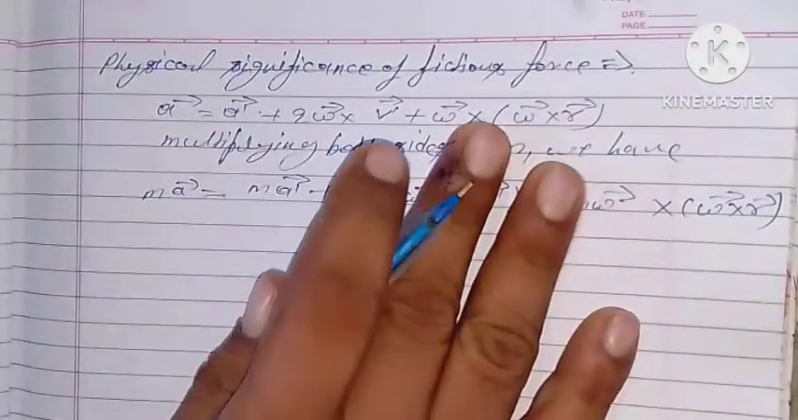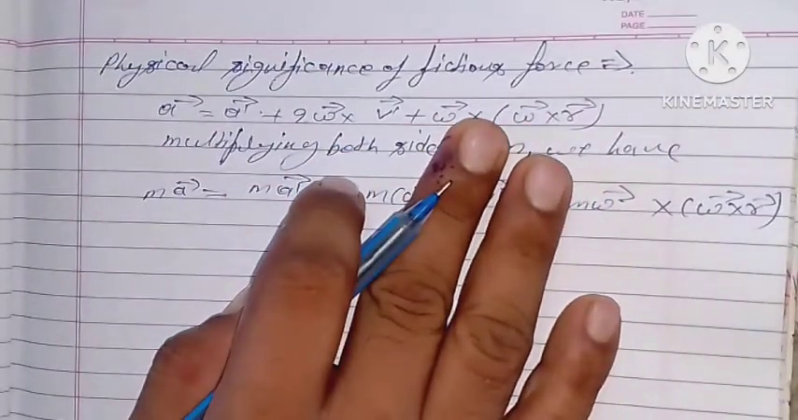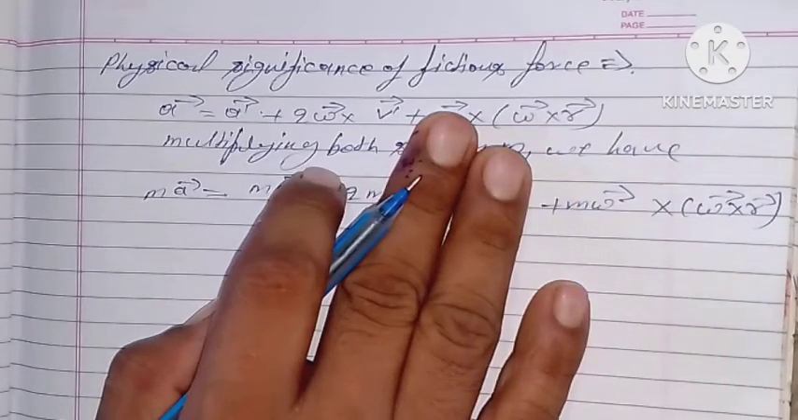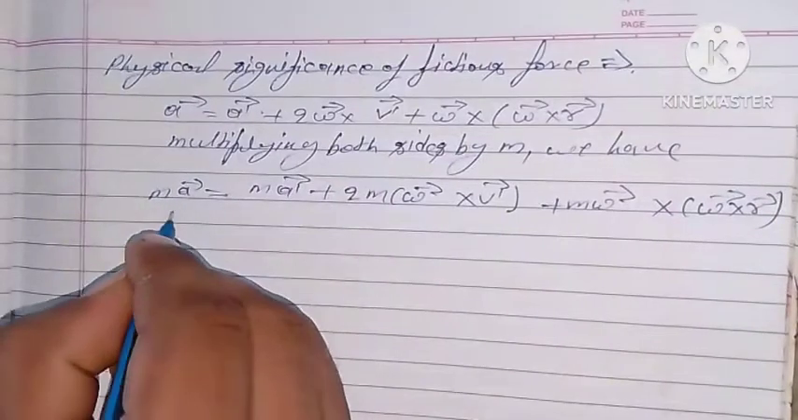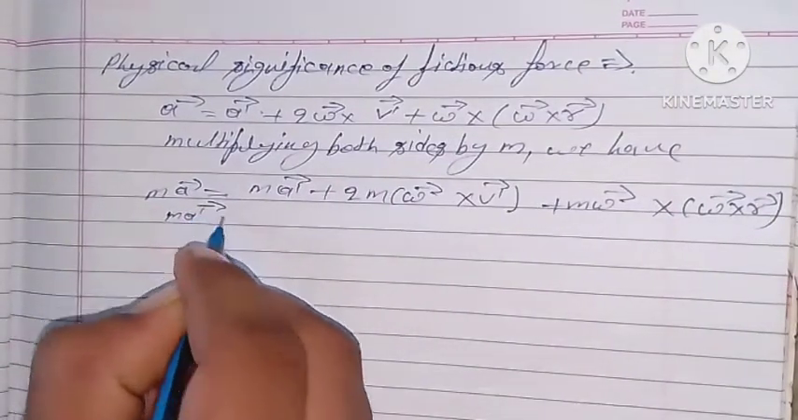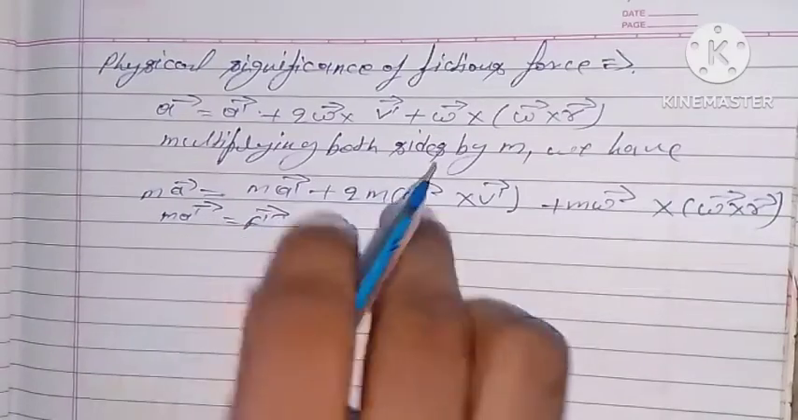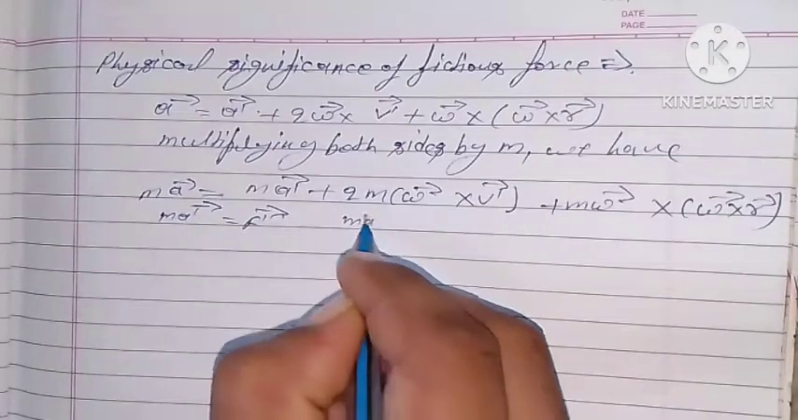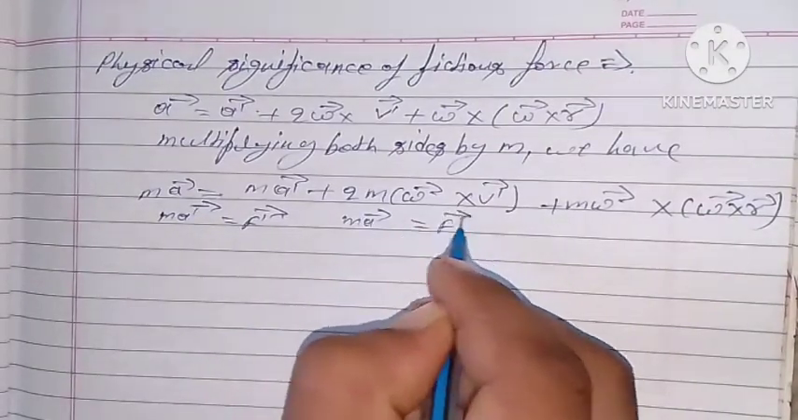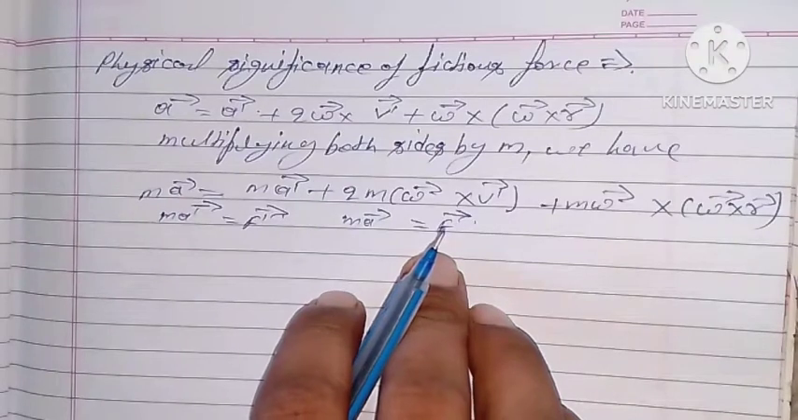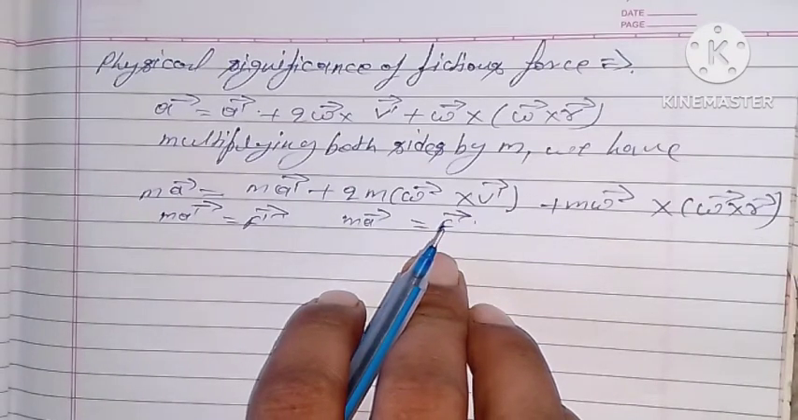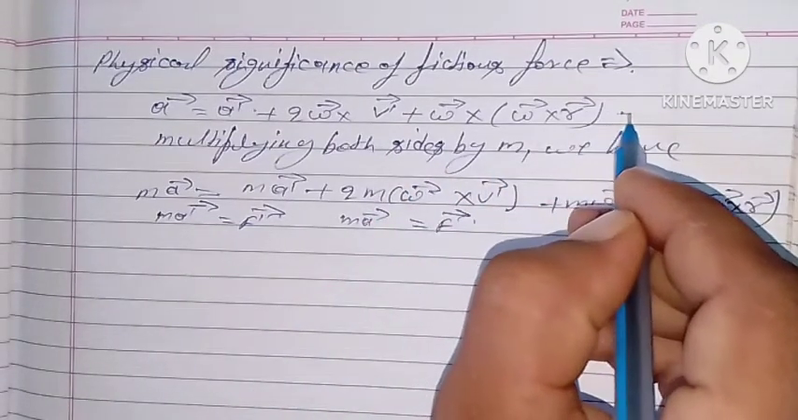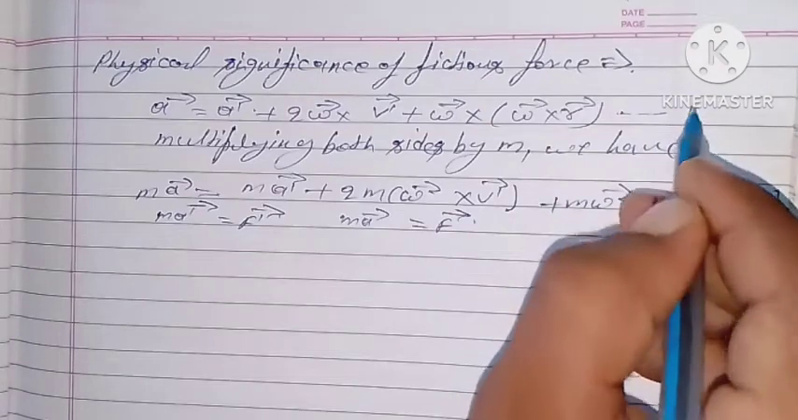According to Newton's second law of motion, the effective force on the particle of mass m in the uniformly rotating frame S dash is given by m a dash equals f dash vector, and the true force in the inertial frame S is given by m a vector equals f vector. Substituting the equation number 1, this is the equation number 1.